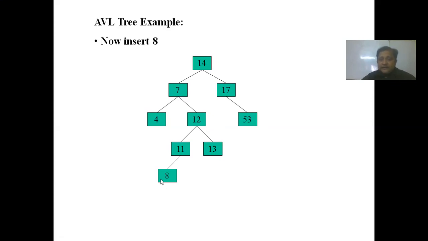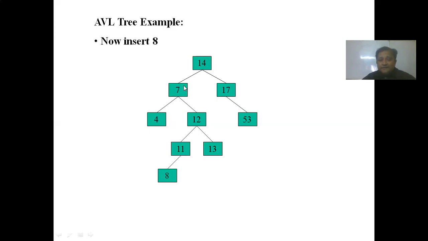Now we have to test the balancing. 8 is balanced. 11 is balanced. 12 is also balanced, as we can see. 13 is balanced, but 7 is not balanced. Why is 7 not balanced? Because for 7, the height of the left subtree is 1 and the height of the right subtree is 3. So the balance factor is 1 minus 3, that is minus 2. Minus 2 is not satisfying the criteria, it doesn't fall within the range of minus 1 to plus 1. So 7 is not balanced.